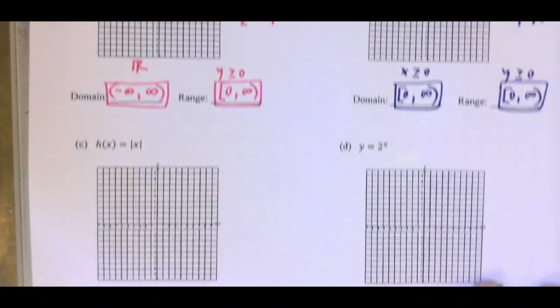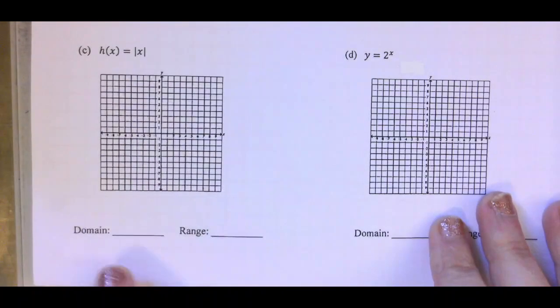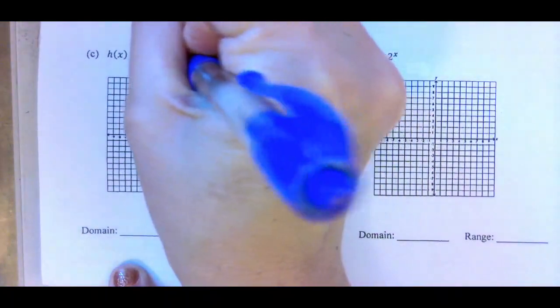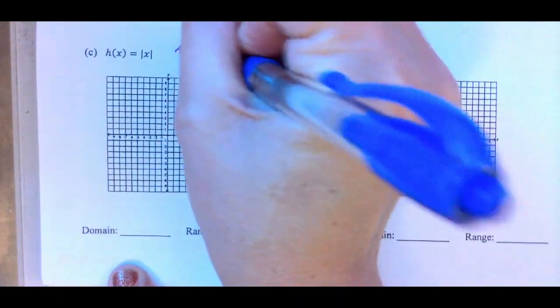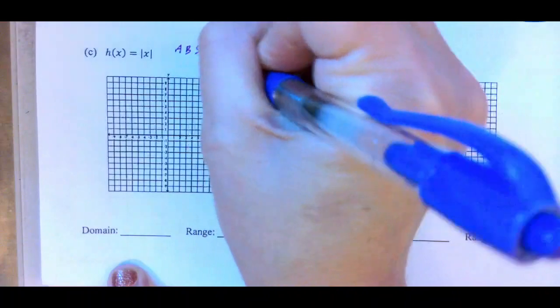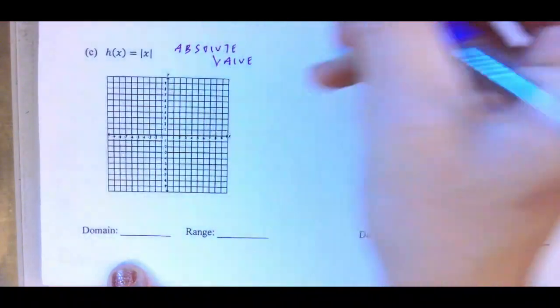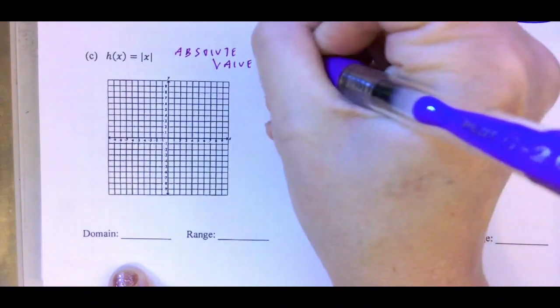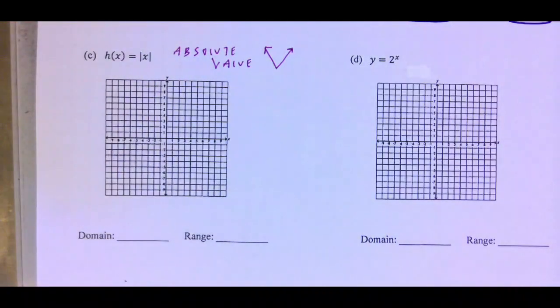All right, next up. All right, so here we're looking at absolute value. So absolute value, let's name it first. Okay, when we see that, we think, okay, it's going to be this lovely V shape. It's like two lines that meet at the origin that have different slopes. One has a slope of 1, the other one is -1, and again, they meet at the origin.